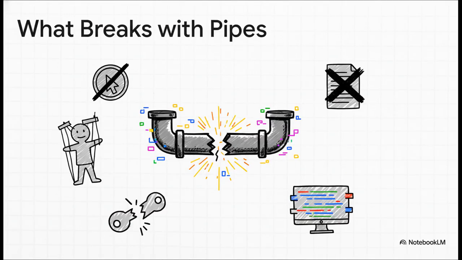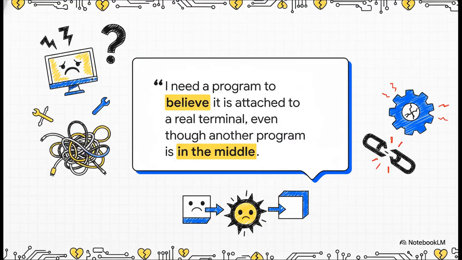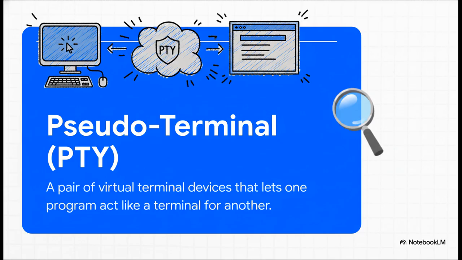Pretty much everything breaks. Interactive programs just expect a real terminal, not some simple pipe. So this is the core problem. How do you make a program believe it's attached to a real terminal? And the answer is the PTY.